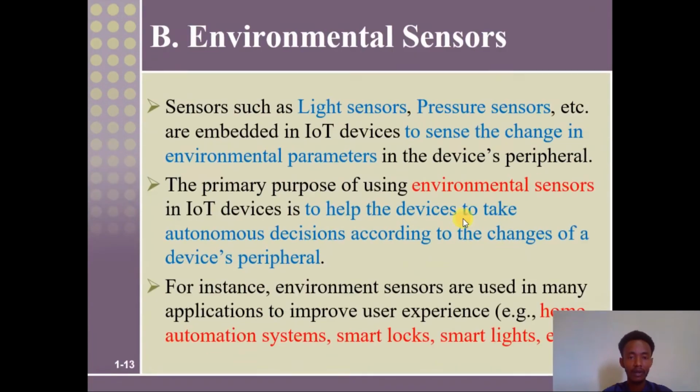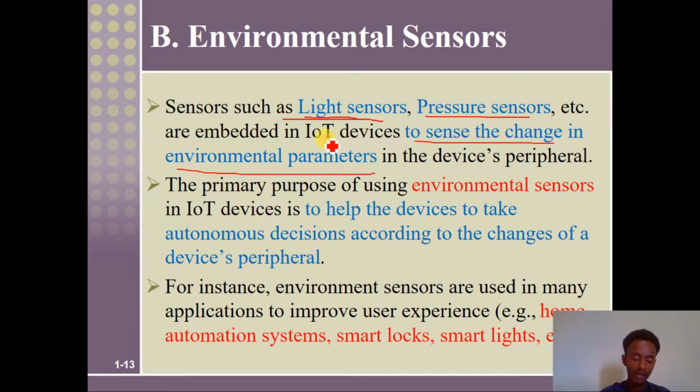The other one is about environmental sensors of the sensing layer. Environmental sensors are used to sense different parameters such as light and pressure, in order to sense changes in the environment. Sensors such as light sensors and pressure sensors are embedded in IoT devices in order to sense the change in the environmental parameters in the device's peripheral.